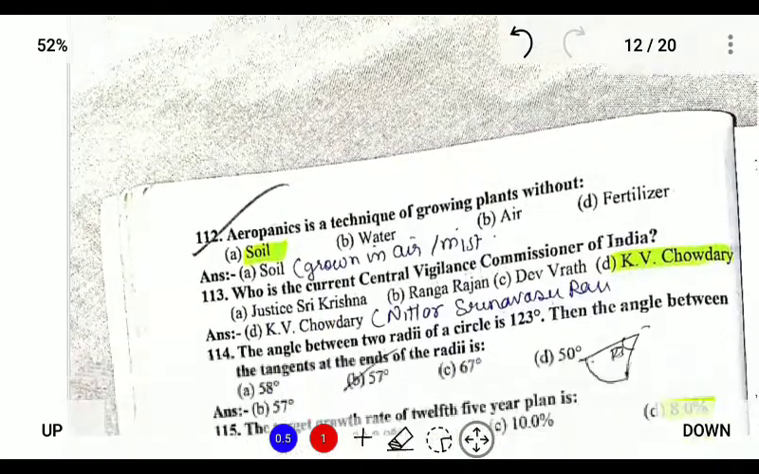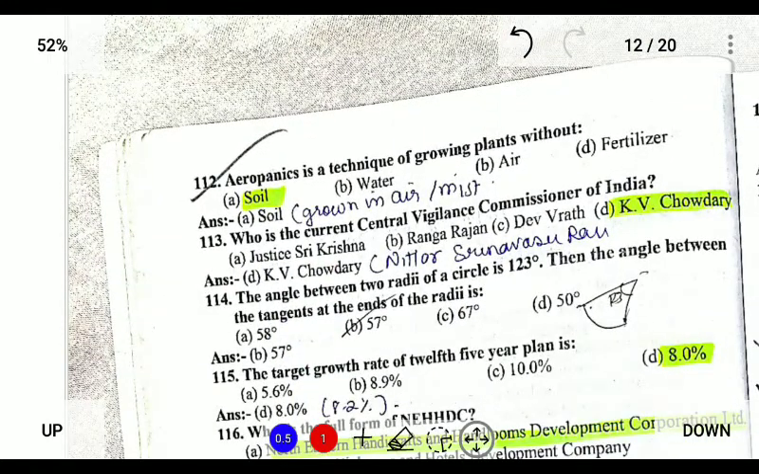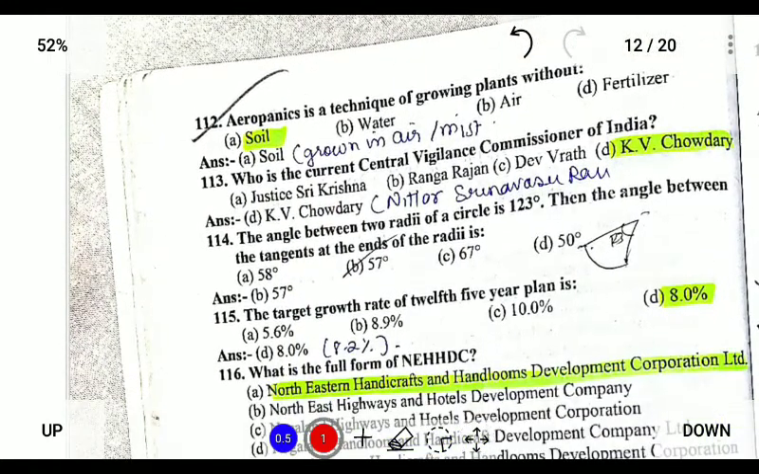Next, aeroponics is a technique of growing plants without air. Aeroponics is not related to soil, but it is related to air. Growing plants in water is called hydroponics. Who is the current CVC? The answer is the current CVC is Nitin Desai.